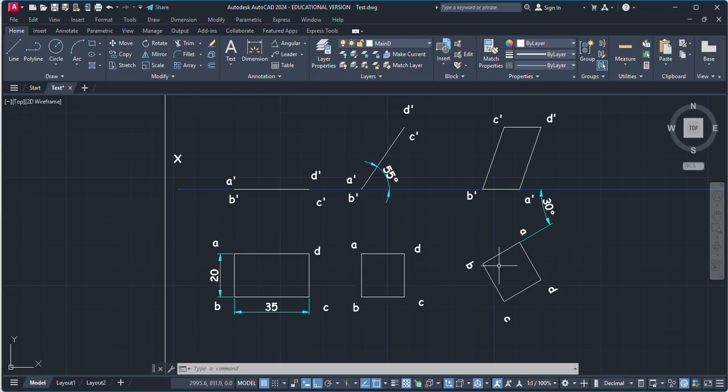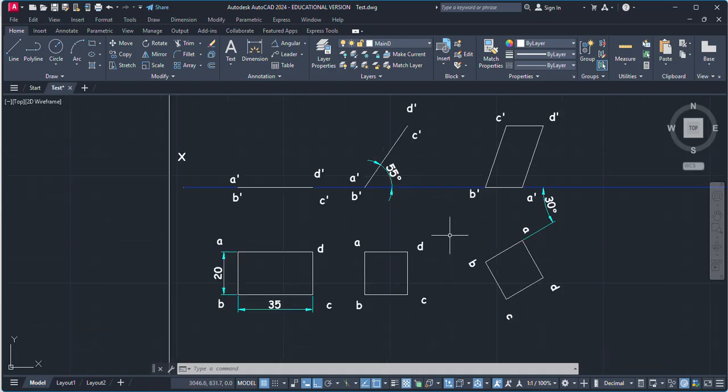just rotate this, and you can see it is on HP, that is why it stays on the reference line. In the second condition, this A dash B dash represents this edge AB, so it is on the reference line. Again on the third condition, AB is resting on HP as well as inclined at 30 degrees with the VP. So in the front view you can see A dash B dash stay on the reference line. So this is the solution to this question. Thank you.